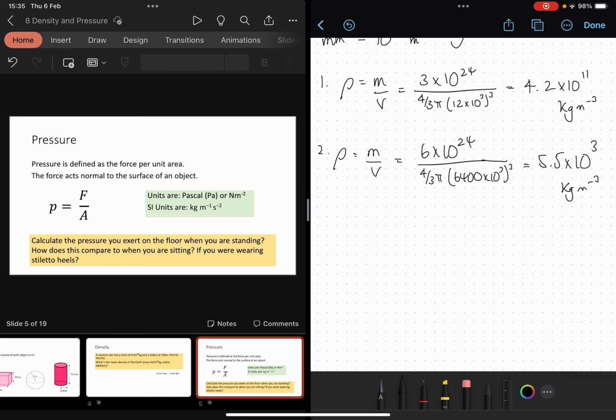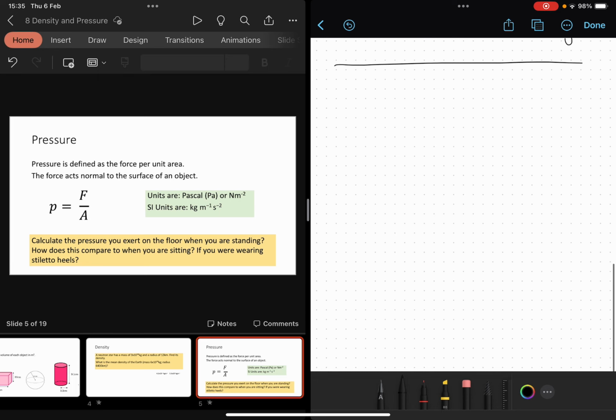Okay, let's discuss pressure then. Again, this is something that you've come across before, and those of you who did the separate science, you've done more on pressure than those of you who didn't. But let's start right back from the beginning. We define it as the force per unit area. And from that, we get the equation pressure is force divided by area.